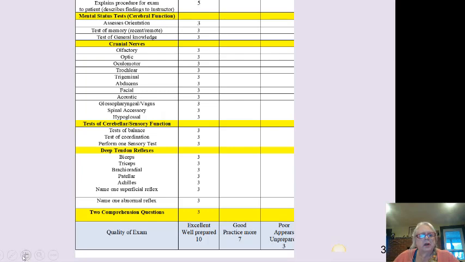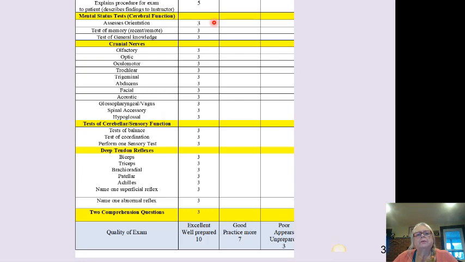So let me turn this on here. Laser pointer. Okay, so of course you have to do the top three things, and then you're going to assess your orientation, which you're very used to doing. What is your name? What is your birth date? What is the date? Who's president? Or where are you? Those sorts of questions. So that would be an orientation.